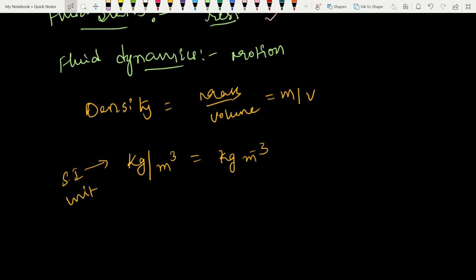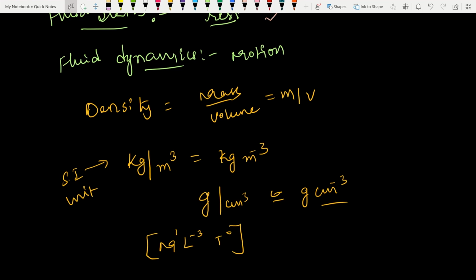Next, what is the CGS unit? The CGS unit is gram per centimeter cube, which can also be written as g cm^-3. The dimension formula is M^1 L^-3 T^0. There is no time, so that is the reason we are taking the power as zero. So here L power minus 3 and mass will be there. That is the SI and CGS units of density.